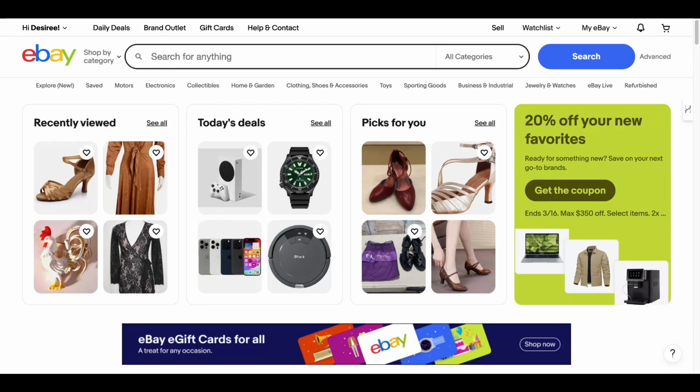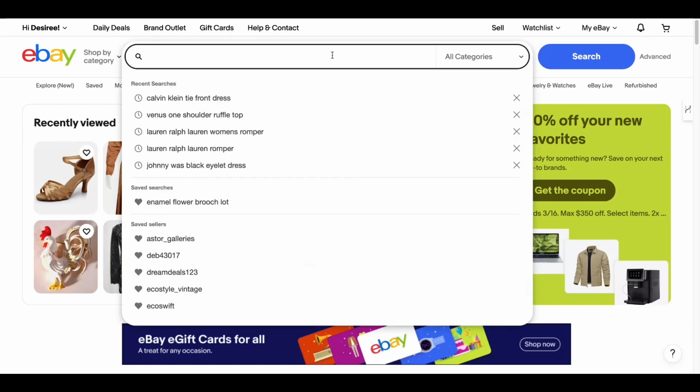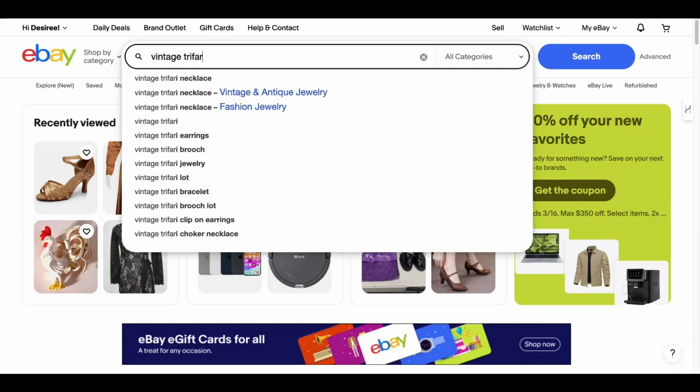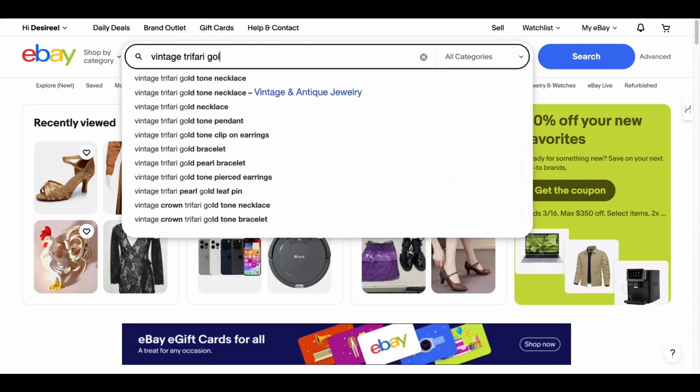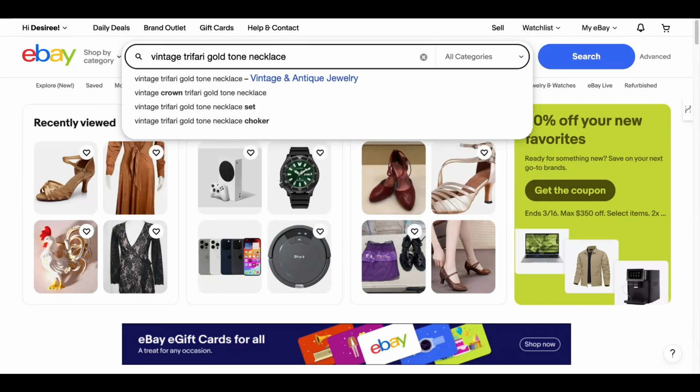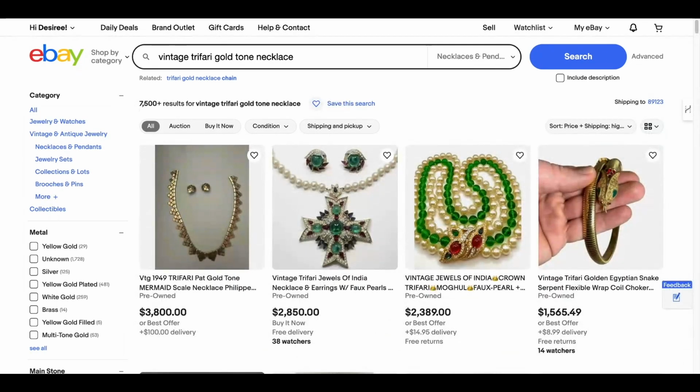All right, so let's go ahead and jump right in. So I am going to put in the search vintage Trifari gold tone necklace. All right, so let's say we know we have a Trifari necklace. It's gold tone, but we don't know what we should price it at. And you can see when I type that in, those are very basic, broad keywords. I get 7,500 plus results.